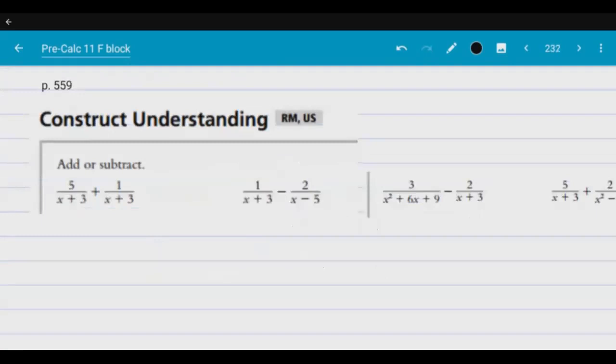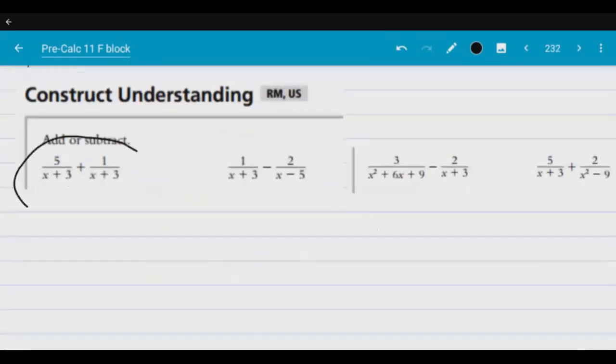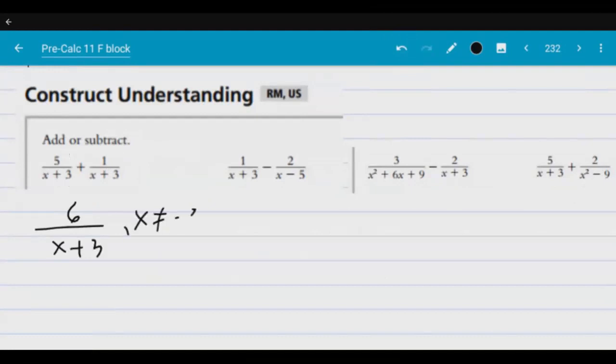So add and subtract. So beginning with this, we have two rational expressions, but then the denominators are the same. So that is pretty easy. You can just add the 5 and the 1 right away. Gives you 6 over x plus 3. And just don't forget, always put in your non-permissible value. X is not equal to negative 3 because by making x negative 3, that would make the rational expressions undefined.